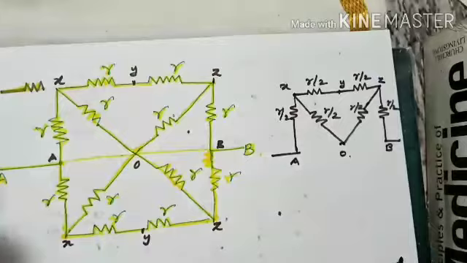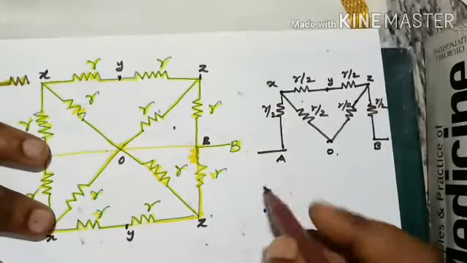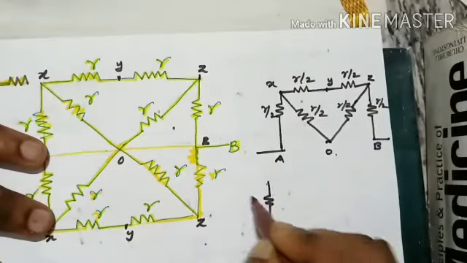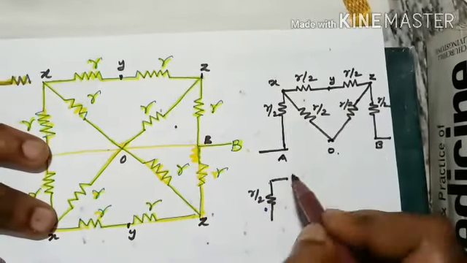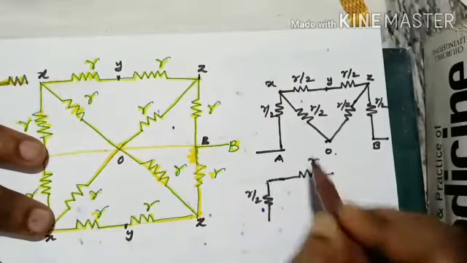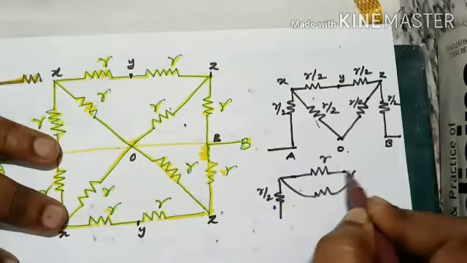So the circuit is complete, right? Now you just have to calculate. So it will be what? This is R by 2. This R by 2 and R by 2 in series, so it becomes R. This R by 2 and R by 2 are in series, so again it becomes R, right?